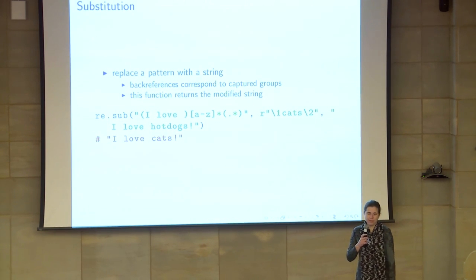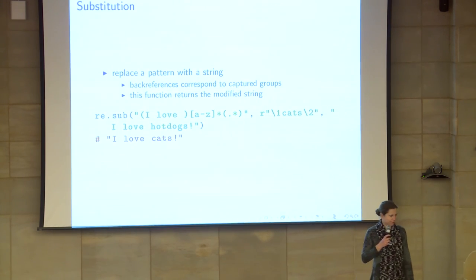So in this example, we're just replacing anything you love with cats, but you want to preserve the initial part, which is I love, and then you want to preserve whatever is at the end of the line, which in this case is punctuation, like an exclamation mark. So we've designated those two things, and then we put them back in the substitution string, where I've used a raw string so that the backslashes are just backslashes.